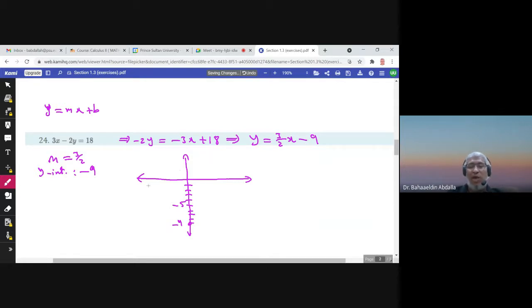And now again, we can use the slope to find another point on this line, delta y over delta x. So if you go 2 units to the right, 3 units up, this point, which is (2, -6), is a point on the line, and this would be the graph of this line. Delta y would be 3 and delta x would be 2.